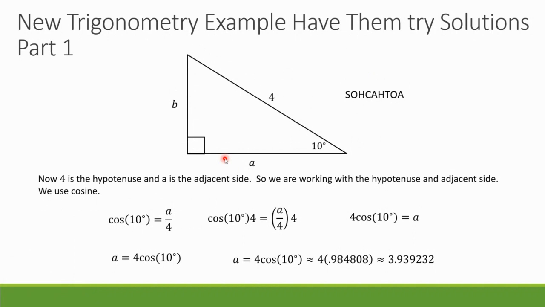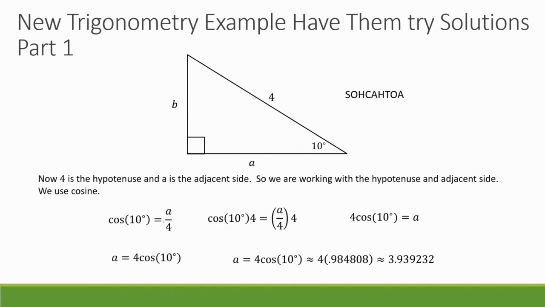Okay, so we have cosine of 10 degrees is adjacent over hypotenuse. Cosine of 10 degrees is adjacent divided by hypotenuse, so cosine of 10 degrees is A divided by 4. We want A. How do we get that? It's just like before: we want to isolate A, get it all alone.